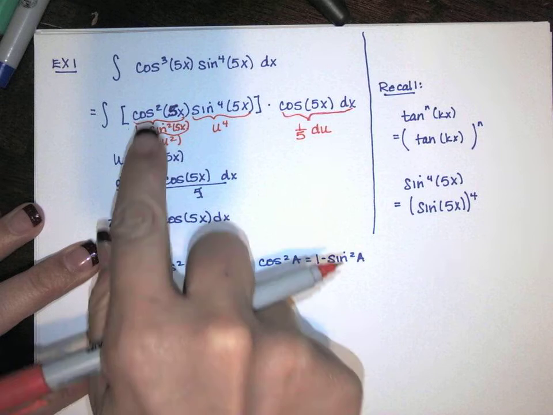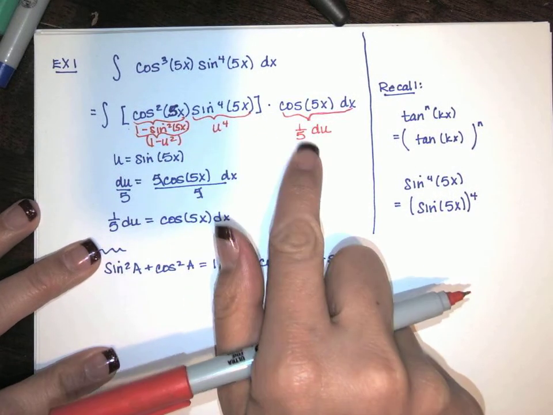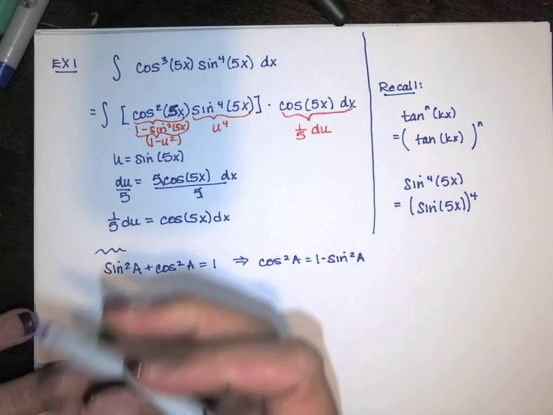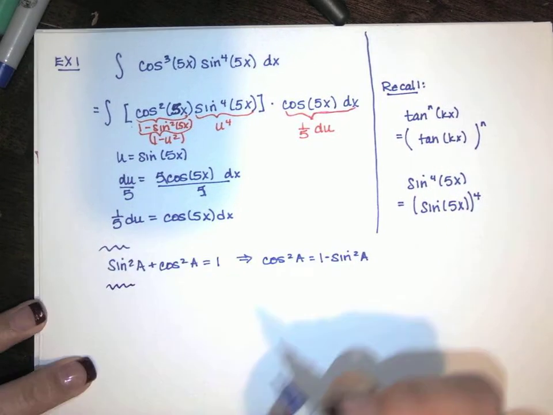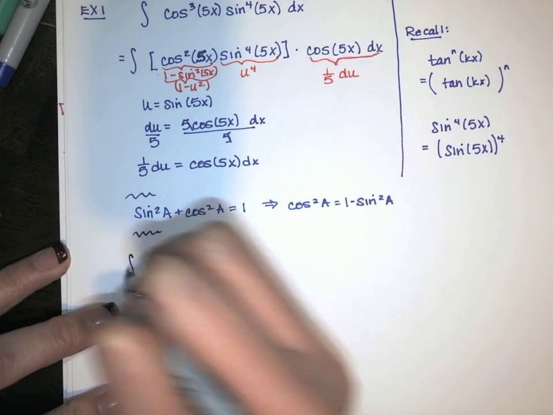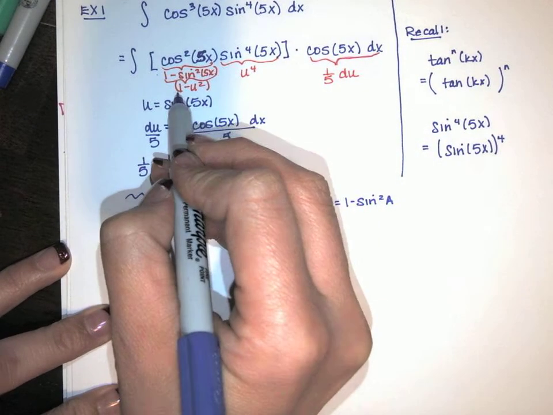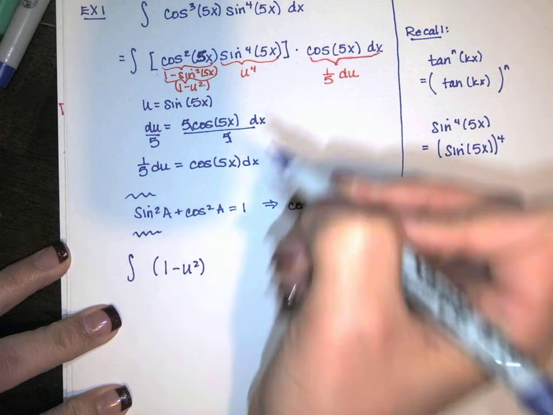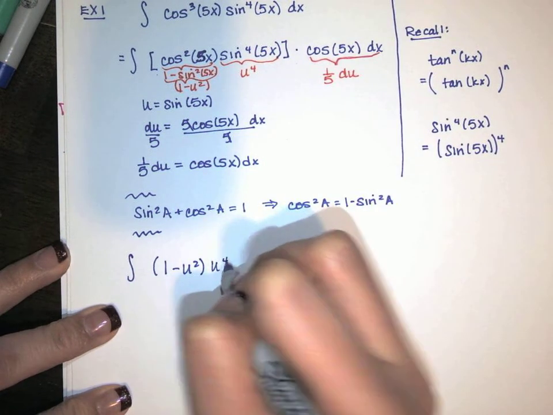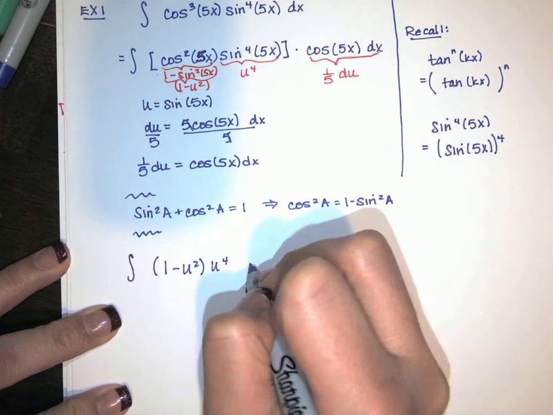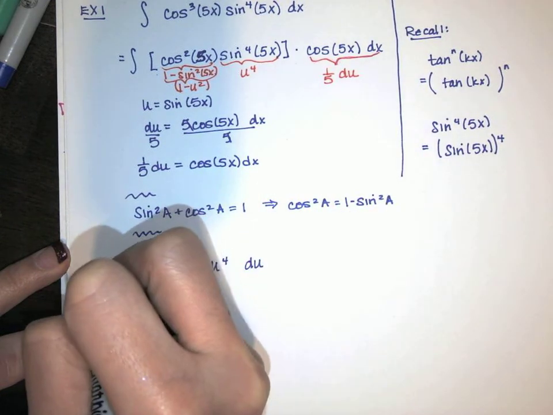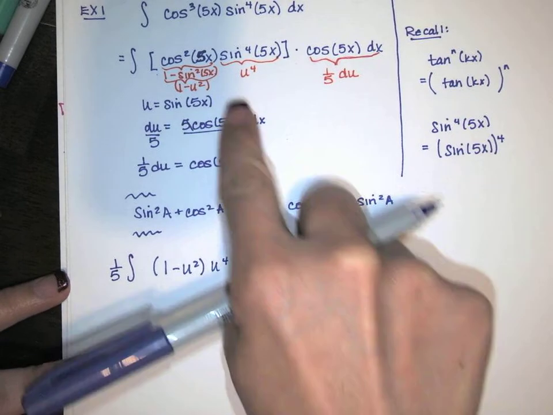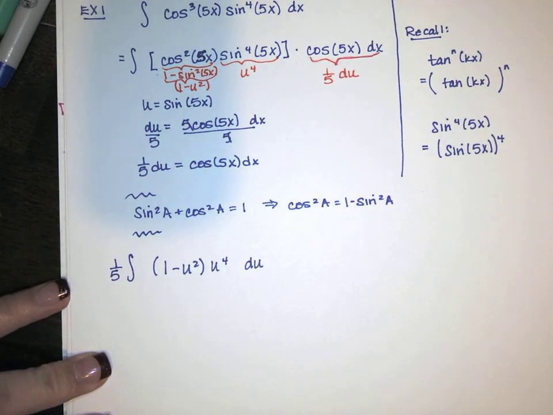All right, so I've got this in terms of u, and this in terms of u, and that in terms of u. So I can rewrite this integral entirely in terms of u now. And then we can evaluate it. So that's a 1 minus u squared times u to the fourth. And that 1/5 du, I'm going to write it this way. I'll put the du on the right and the 1/5 on the left. So this is equivalent to this under this substitution.